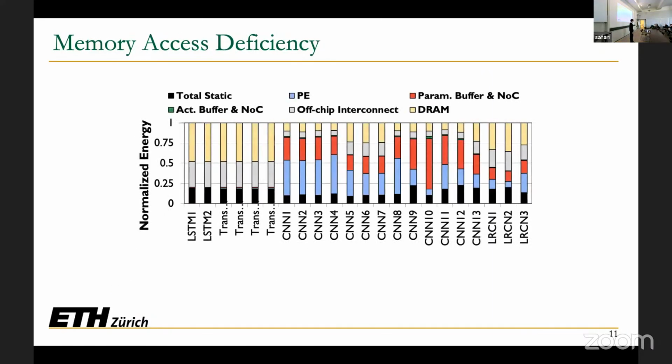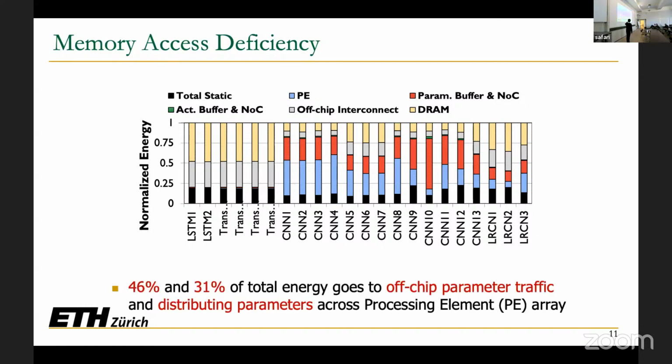For memory access, it's a similar story again. And for this graph, we can see normalized energy against the various neural network models. And we can see that most of the energy goes towards off-chip parameter traffic and distributing parameters across the processing element array, where the processing element array is in blue, and then off-chip interconnect in gray. We can see the energy distribution for that.